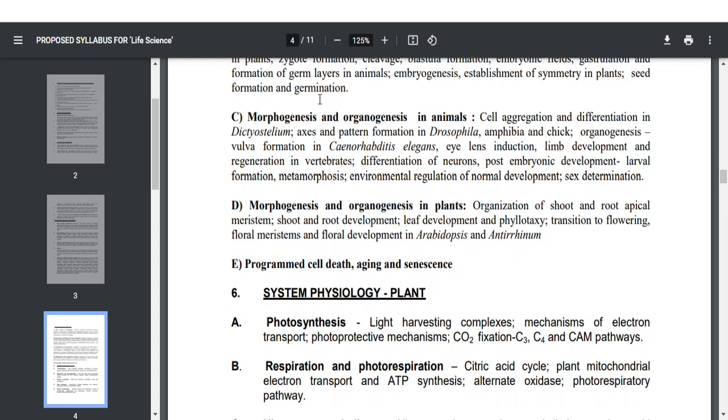Okay, next is organogenesis, which includes vulval formation in C. elegans, islands induction, limb development like tetrapod limb development. Regeneration in vertebrates is very important, metamorphosis is very important, and sex determination is very important. And download the recent edition of the Gilbert book, like the 12th or possibly 13th edition, because questions are being asked only from that recent edition.